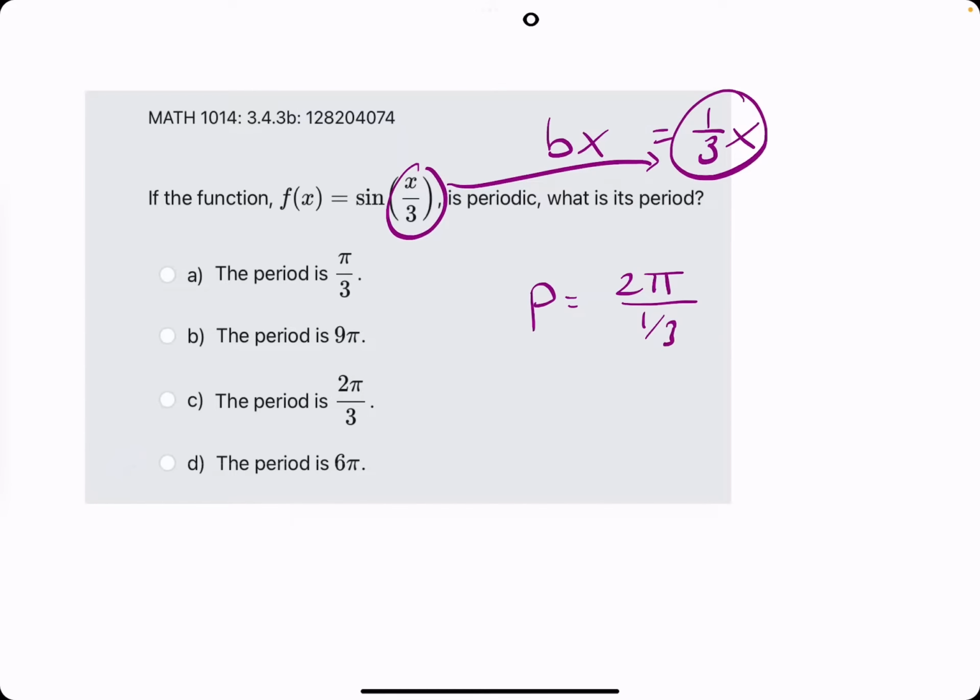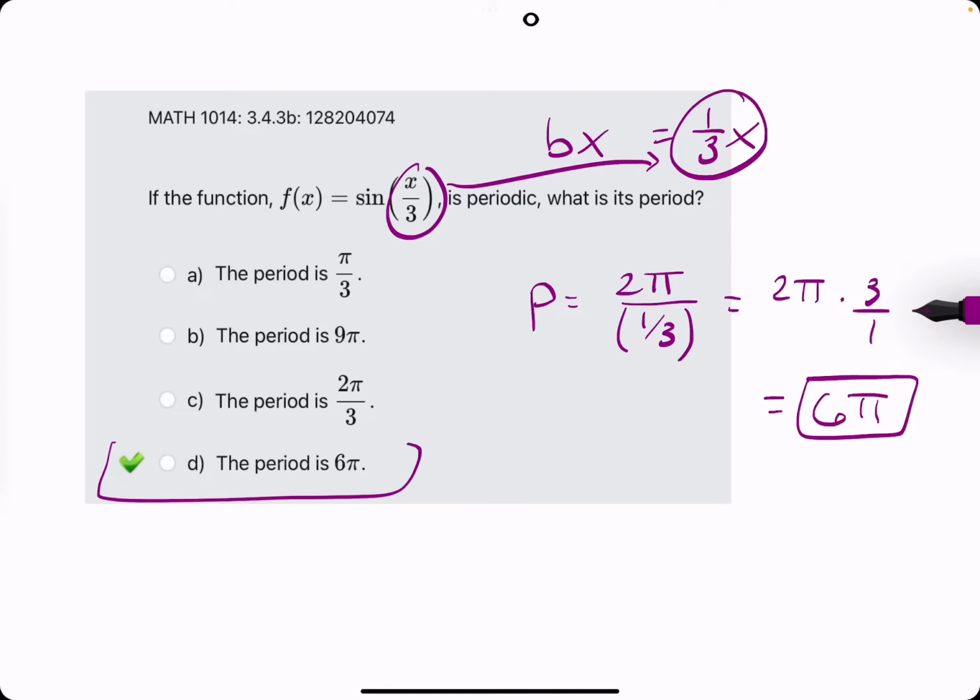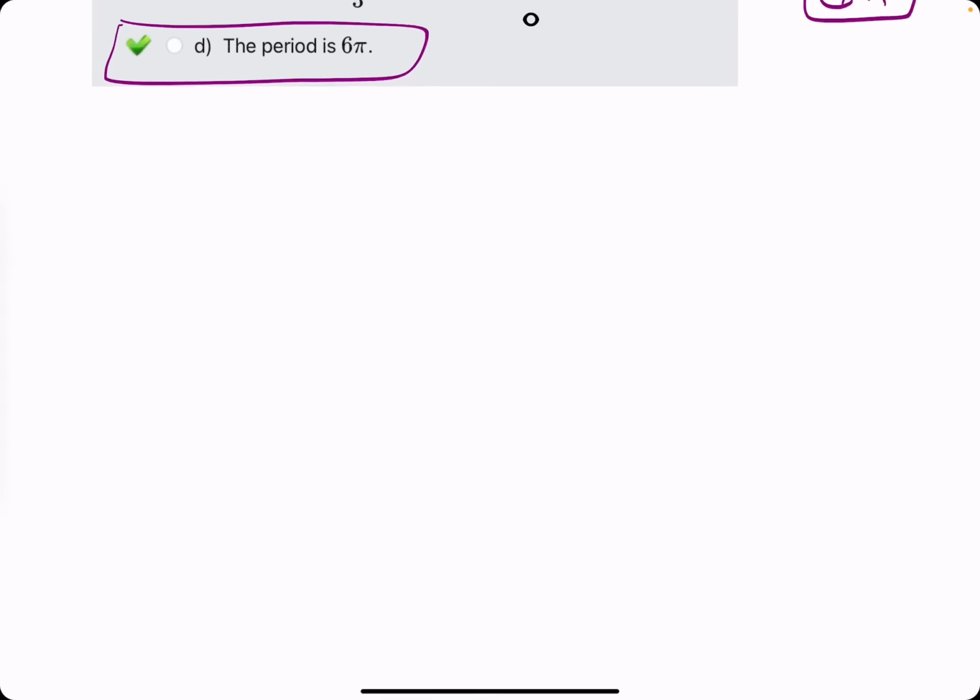So to find the period, we will do 2 pi over 1/3. If we're dividing by a fraction, we can multiply the numerator here by its reciprocal. So 2 pi times 3 over 1. 2 pi times 3 is 6 pi. Over 1 just keeps it 6 pi. So the period is 6 pi. Hope that makes sense. Let's keep going.